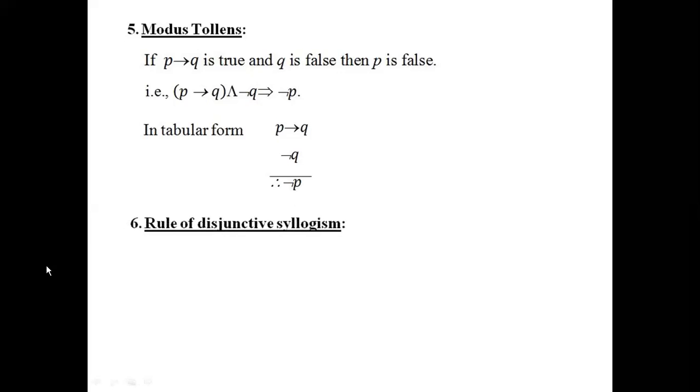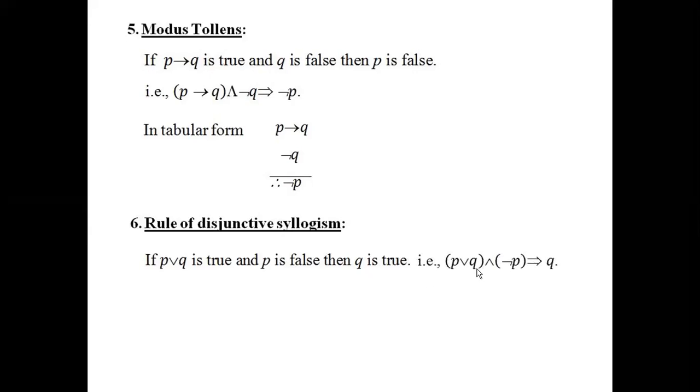Next we have the rule of disjunctive syllogism. If P or Q is true and P is false, then Q is true. The rule of disjunctive syllogism is also applicable for two propositions P and Q. Suppose we have P or Q is true and P is a false expression, then Q is true.